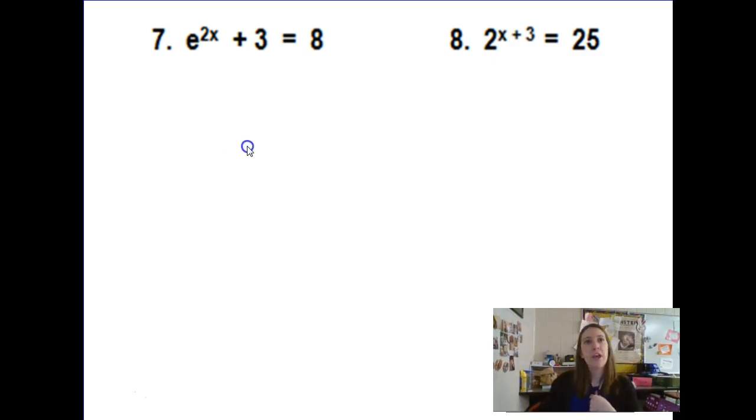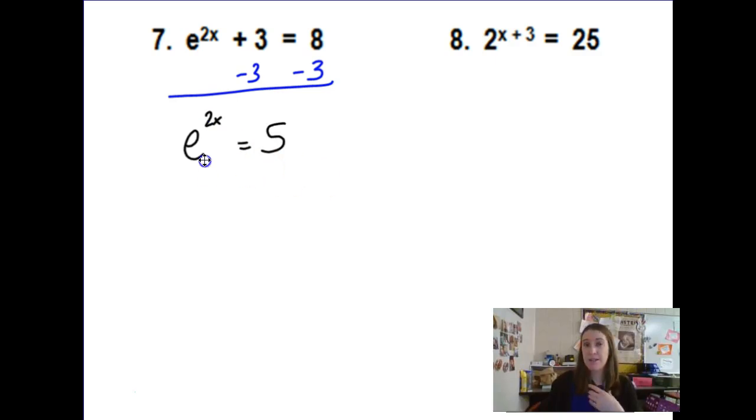Alright, so here, not isolated yet, so let's subtract that 3. And then we have an exponential with base e. So again, we have a choice, common log or natural log. Technically either one works, but because a natural logarithm is a base e, look what happens when you apply a natural logarithm to each side. So the natural log and the e are common bases, and they will cancel each other because of that property, and the 2x just drops down.